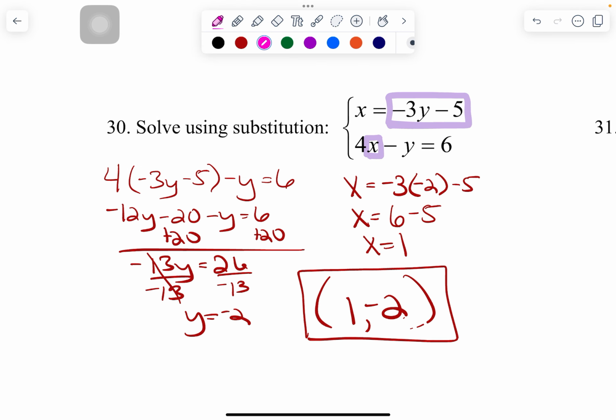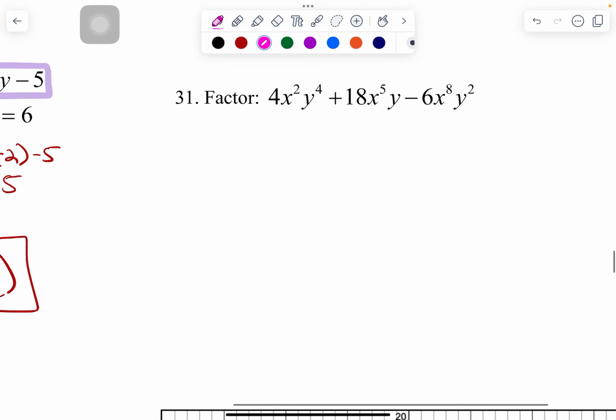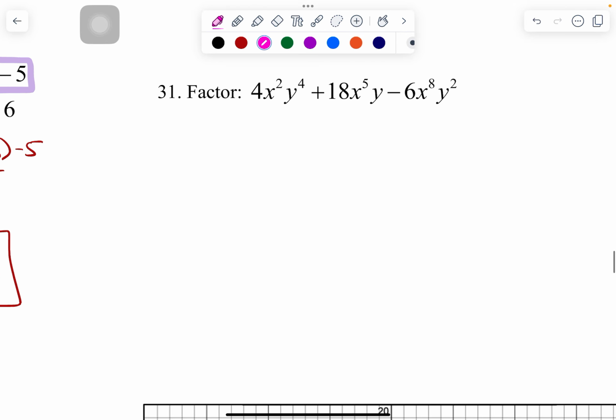I don't need more colors there. So let's slide on over to Part 31. I'm asking you to factor. So let's see, 4, 18, and 6 are all divisible by 2. The lowest x we've got is x squared. And the lowest y we've got is a single y. So 2x squared y is my GCF. And then I'm going to go through and just start dividing things out.